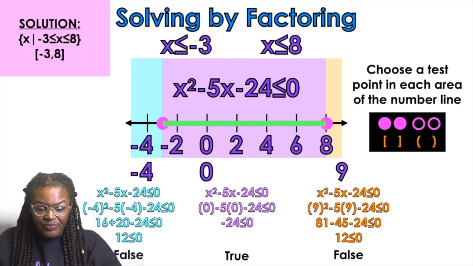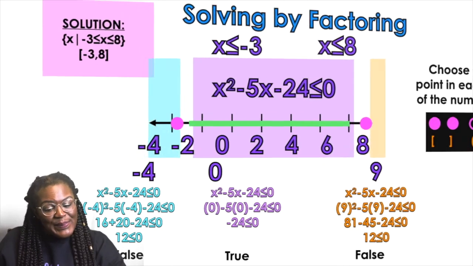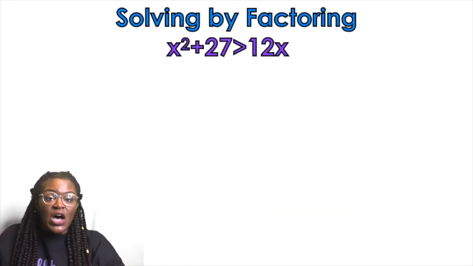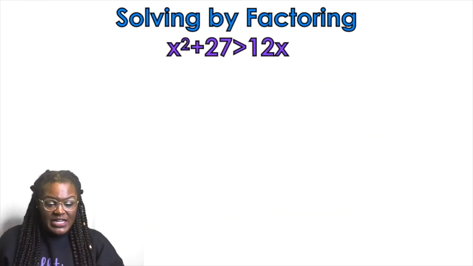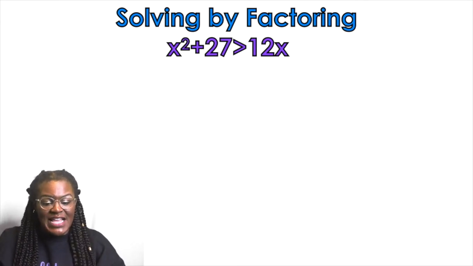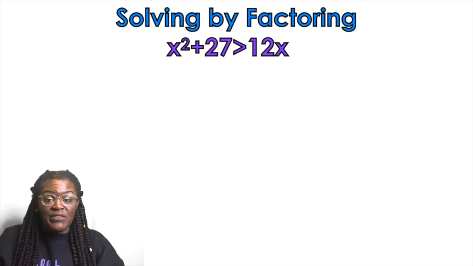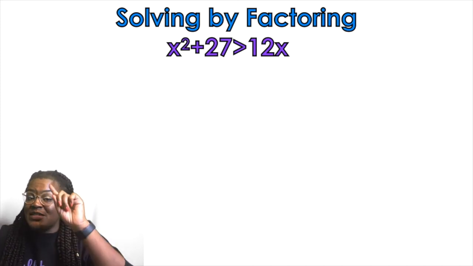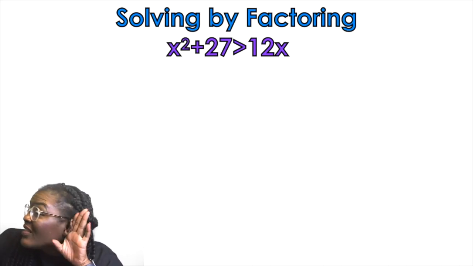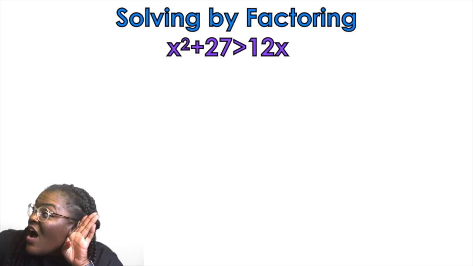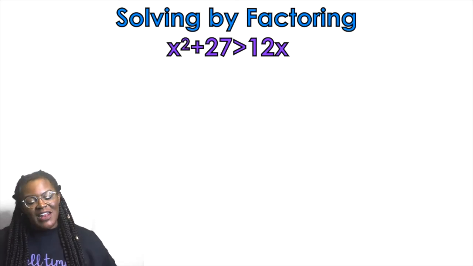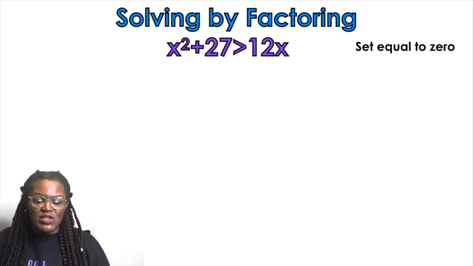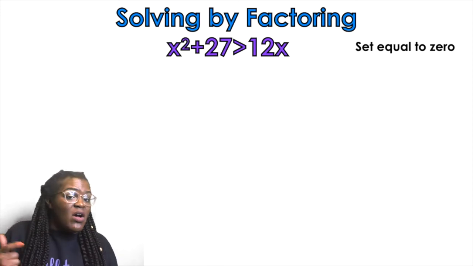Okay. One more example. We're solving by factoring. So x squared plus 27 is greater than 12x. What does my problem need to be set equal to? Zero. Oh, so good, I'm proud. So the 12x needs to get on that other side.